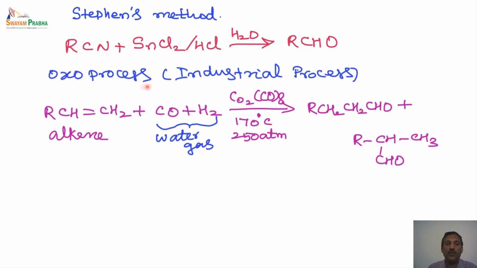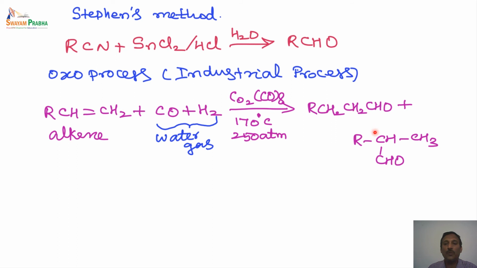And another important process is the oxo process. It's also an industrial process. Here an alkene is treated with water gas, that is carbon monoxide and hydrogen. A mixture of these two gases is called water gas, and this is treated with the alkene in the presence of a transition metal catalyst. Basically cobalt carbonyl is used, at a high temperature of 170 degrees centigrade and very high pressure. This is an industrial process, so the temperature and the pressure are very high for this particular reaction.